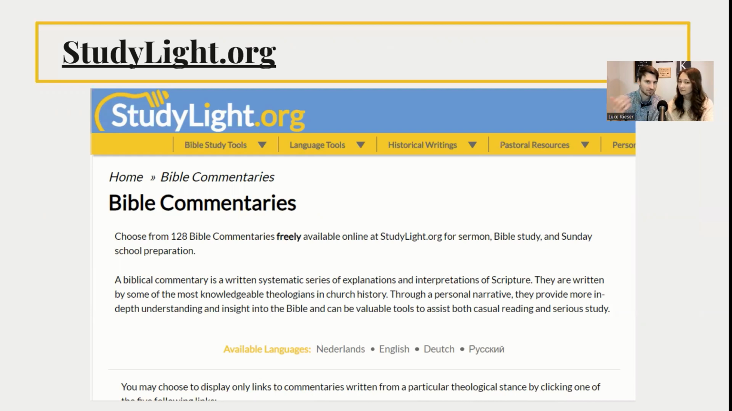Another one is studylight.org. This also has tons of different tools and stuff, but I mainly go there for the commentaries. Oh, so you can get to just a section that will only show you commentaries. Yeah. Okay. And they have tons of them. They have Calvin's, they have Matthew Henry, and tons of them there.